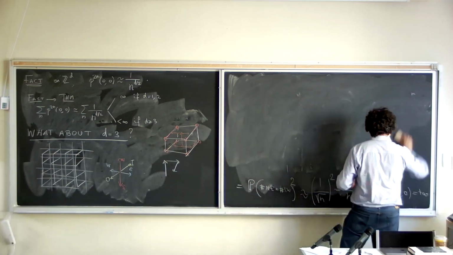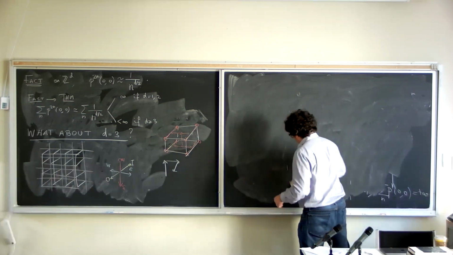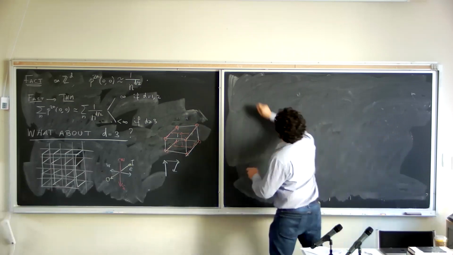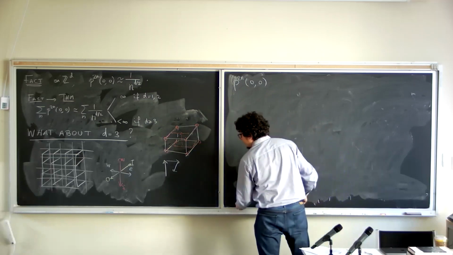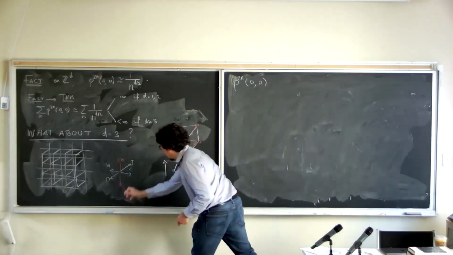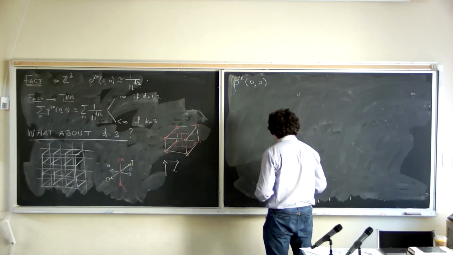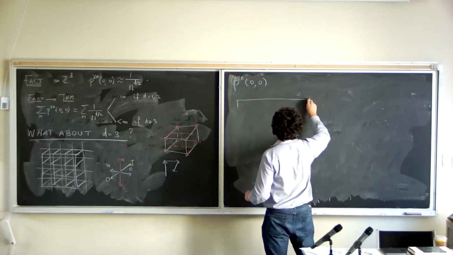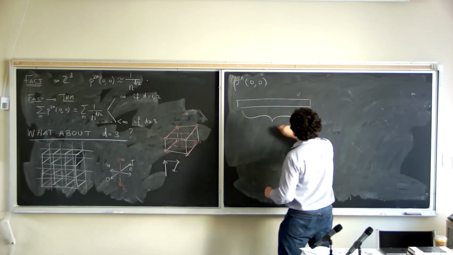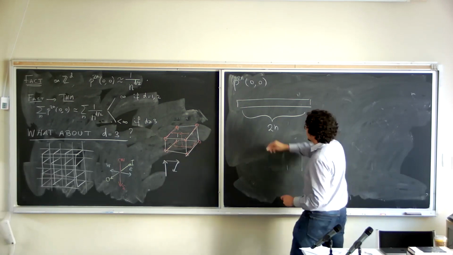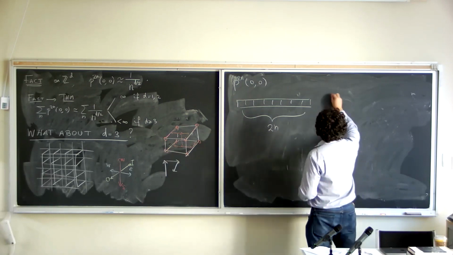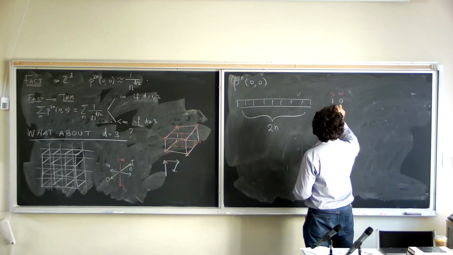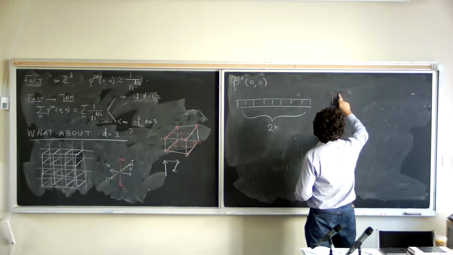So how do we estimate it? Again, we need to compute P_2n(0,0). We have 2n such positions, and we have to fill them with S and N, or I and O, or E and W.